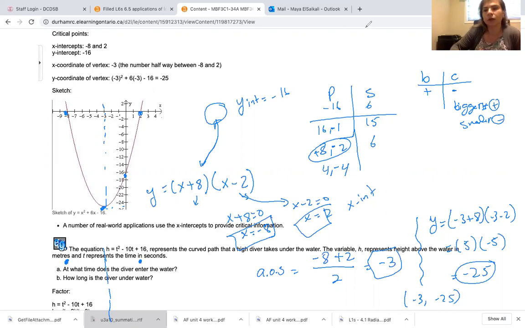Okay? So that's why we need to know how to factor, right? Because then it's easy to find the zeros, and then it's easy to find the vertex form.